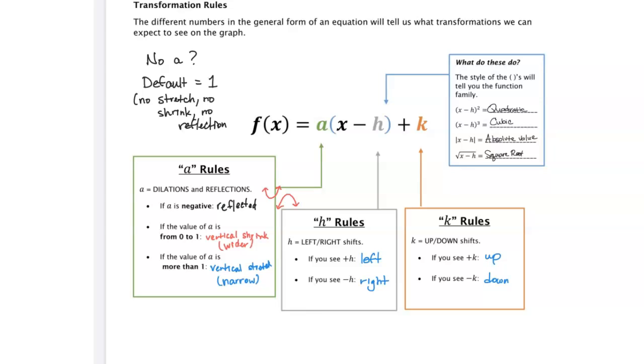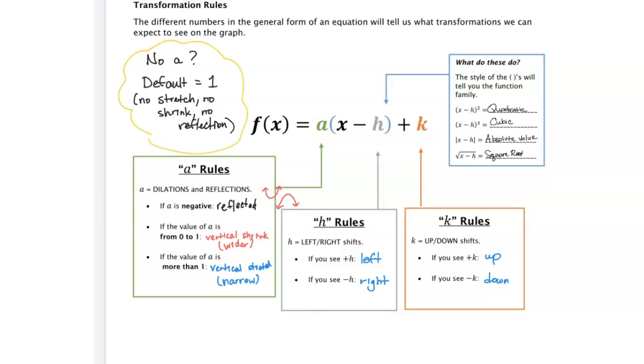So again, if your A is not here, and you just start off f of x equals your parentheses x minus some number, close parentheses, maybe a squared, plus k. If that A is not there, then note that it's just a 1, and realize that that means that there was no stretch, no shrink, and no reflection at that point. Okay, so that's one thing that you should remember with these problems.